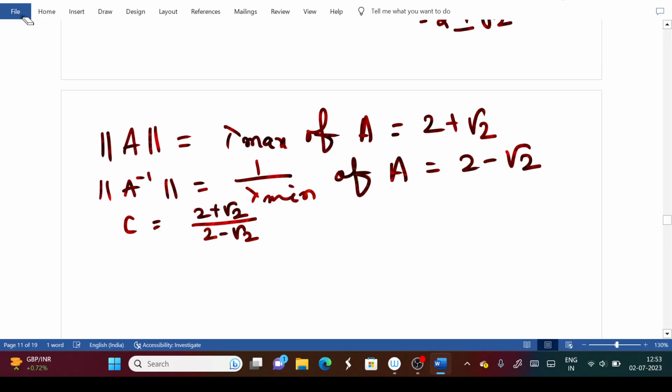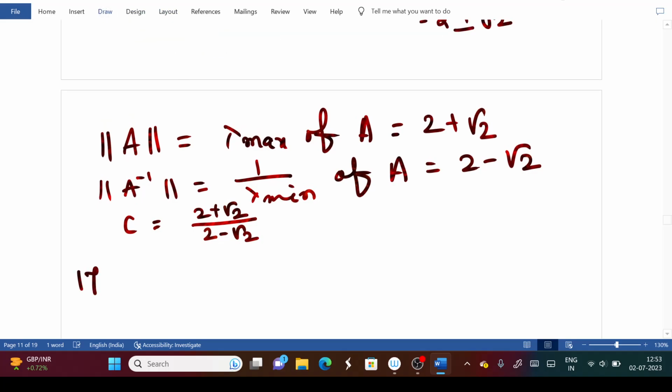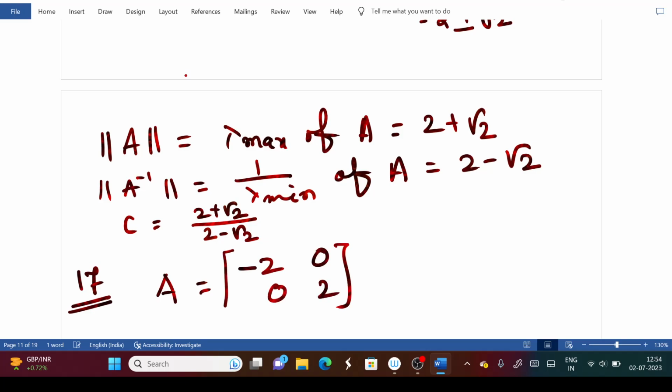Okay, so now the question is question number 17. What does it indicate? A is given by a matrix which is not positive definite. It is minus 2, 0, 0, 2. It is a diagonal matrix and the diagonal elements are the eigenvalues. The eigenvalues are minus 2 and plus 2. That means it is indefinite, so the matrix is not positive definite.